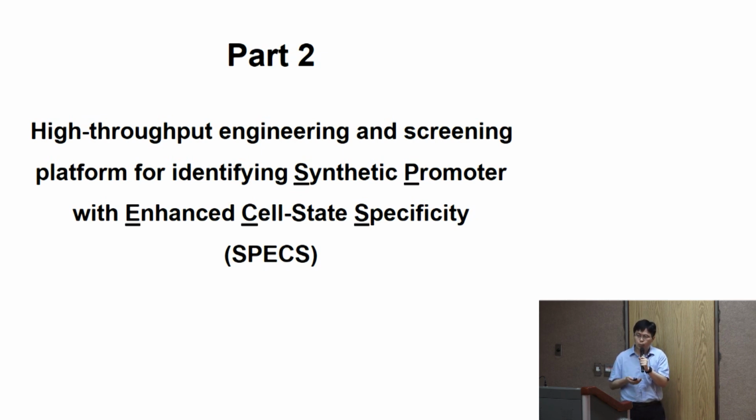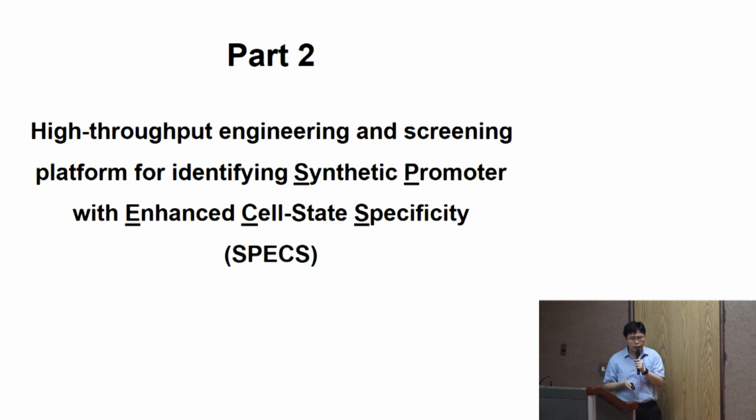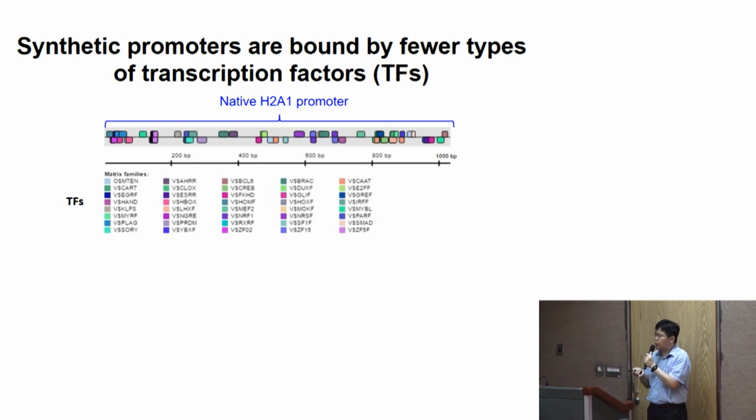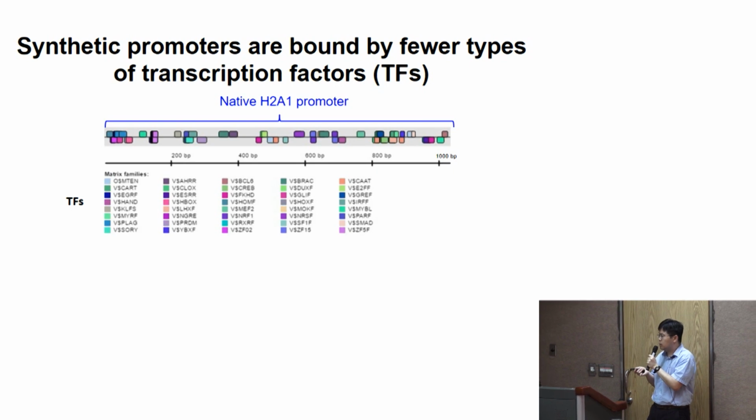However, they generally don't work very well. They generally have good activity in the cell state of interest, but also have significant activity in the cell state not of interest. And the activity difference is rarely higher than tenfold. And why is that? Because a native promoter can be bound by a lot of transcription factors. For example, take the native H2A1 promoter as an example. It's a commonly used native promoter for targeting cancers.